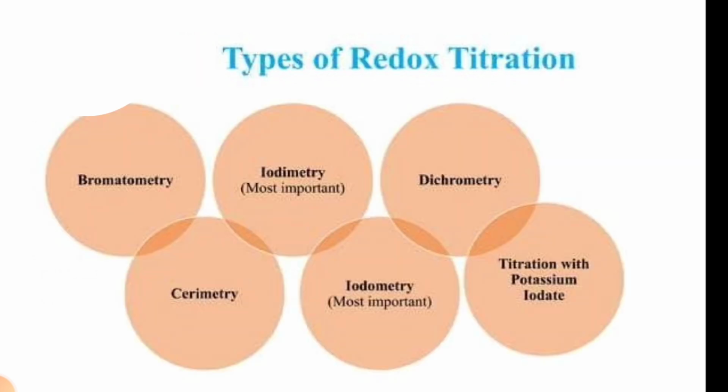Types of redox titration are bromometry, iodometry, dichrometry, and cerimetry. Iodometry is the most important, and these are titrations with potassium iodide.